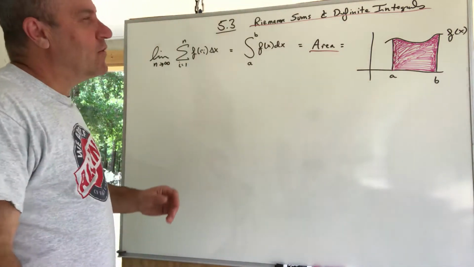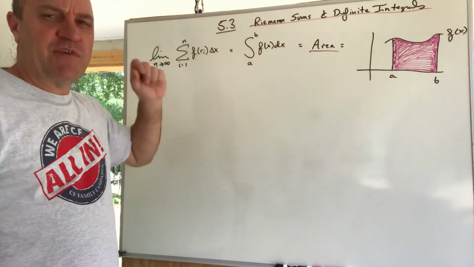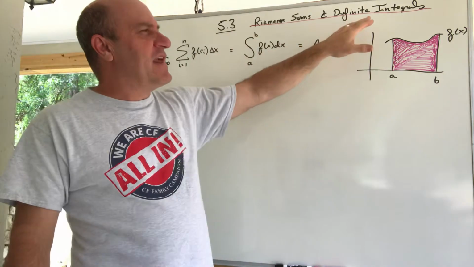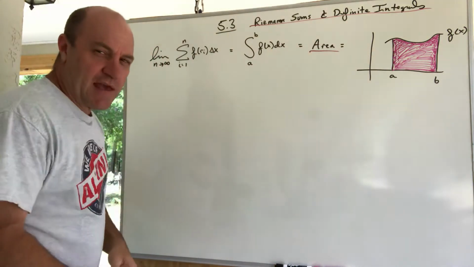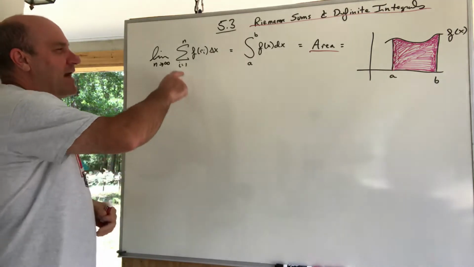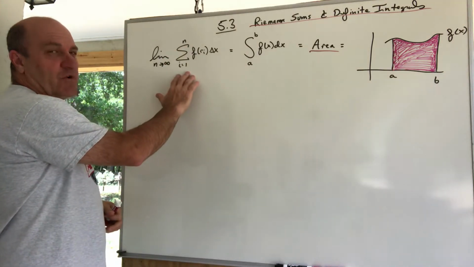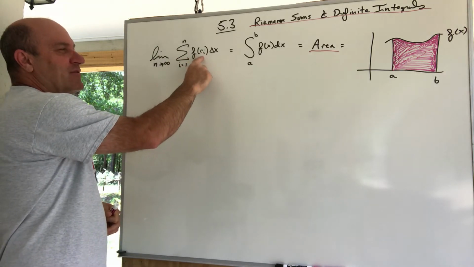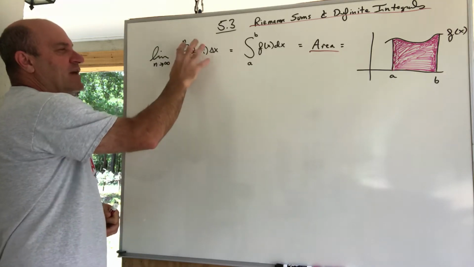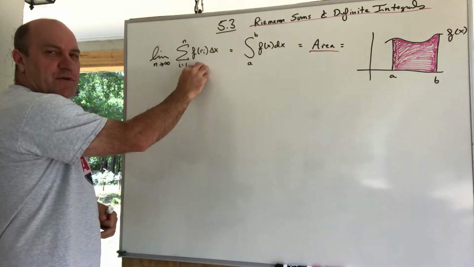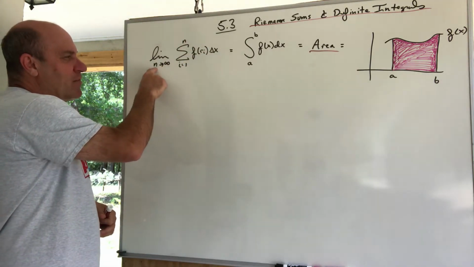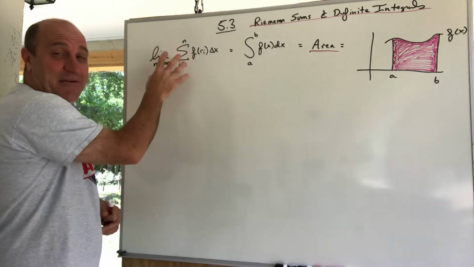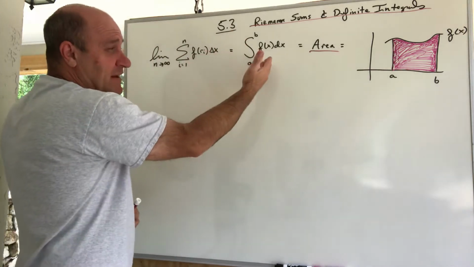All right, welcome back. I'm moving into section 5.3, where the title is Riemann sums and definite integrals. I introduced this in the last video. I didn't use the word Riemann sum, but when you're adding up the heights and the widths of n rectangles, you're estimating the area under a curve. When you take the limit and let the number of rectangles go to infinity, you have the exact area under the curve, and that is a definite integral.